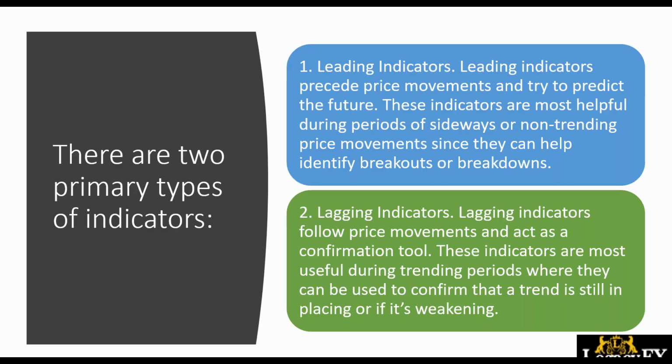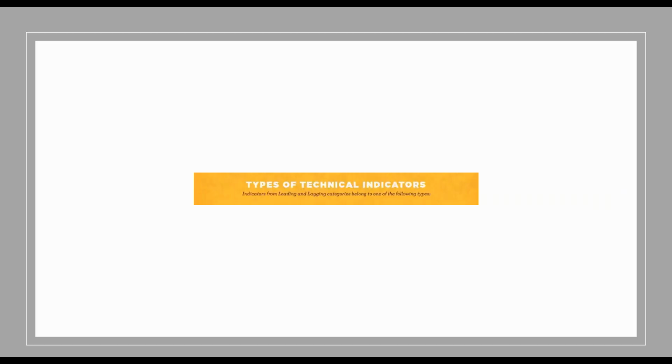Okay. Leading indicators precede price movement and try to predict the future. These indicators are most helpful during periods of sideways or non-trending price movement. Lagging indicators follow price movement and act as confirmation tools. So you have to understand which indicators fall into what category when you're going to use them. So let's talk about the different types of technical indicators. These are the different groups of indicators.